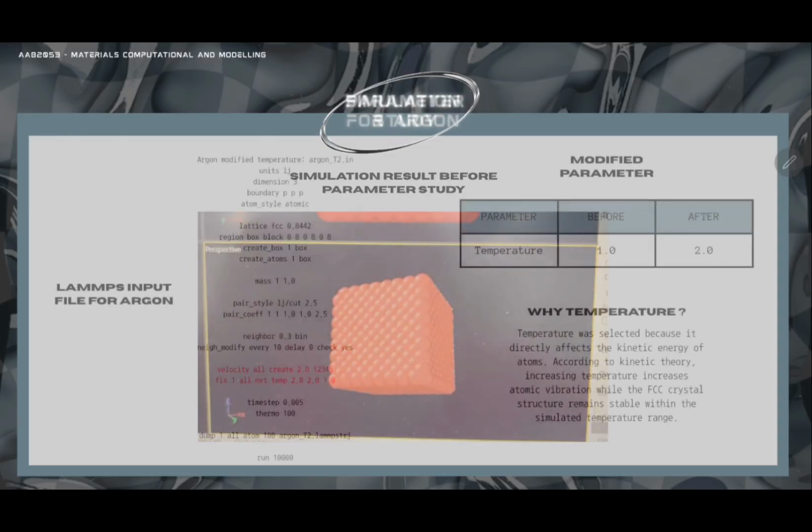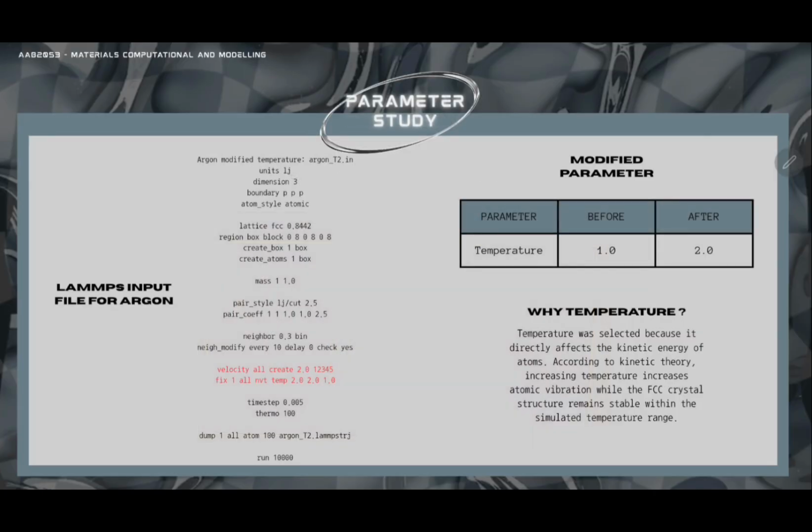For the parameter study, we changed only one parameter, which was temperature. The reduced temperature was increased from 1 to 2. The velocity command was changed to create higher initial atomic velocities, and the NVT temperature setting was also changed to 2. Temperature was selected because it directly affects the kinetic energy of atoms. A higher temperature means the atoms move and vibrate more strongly.